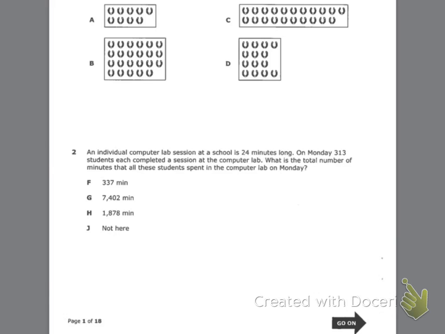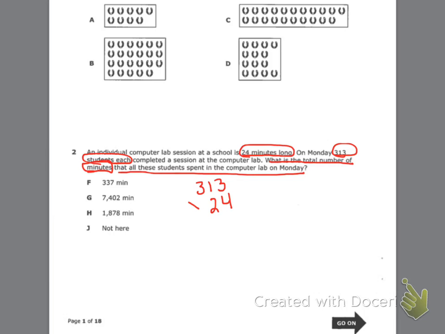Alright, so we know that each session at the computer lab is 24 minutes long. We also know that on Monday, 313 students each completed a session at the computer lab. Now the question is, what is the total number of minutes? Minutes will be our label for our answer that all these students spent at the computer lab on Monday. So there's 313 students, and they each spent 24 minutes at the lab. So that's a multiplication problem.